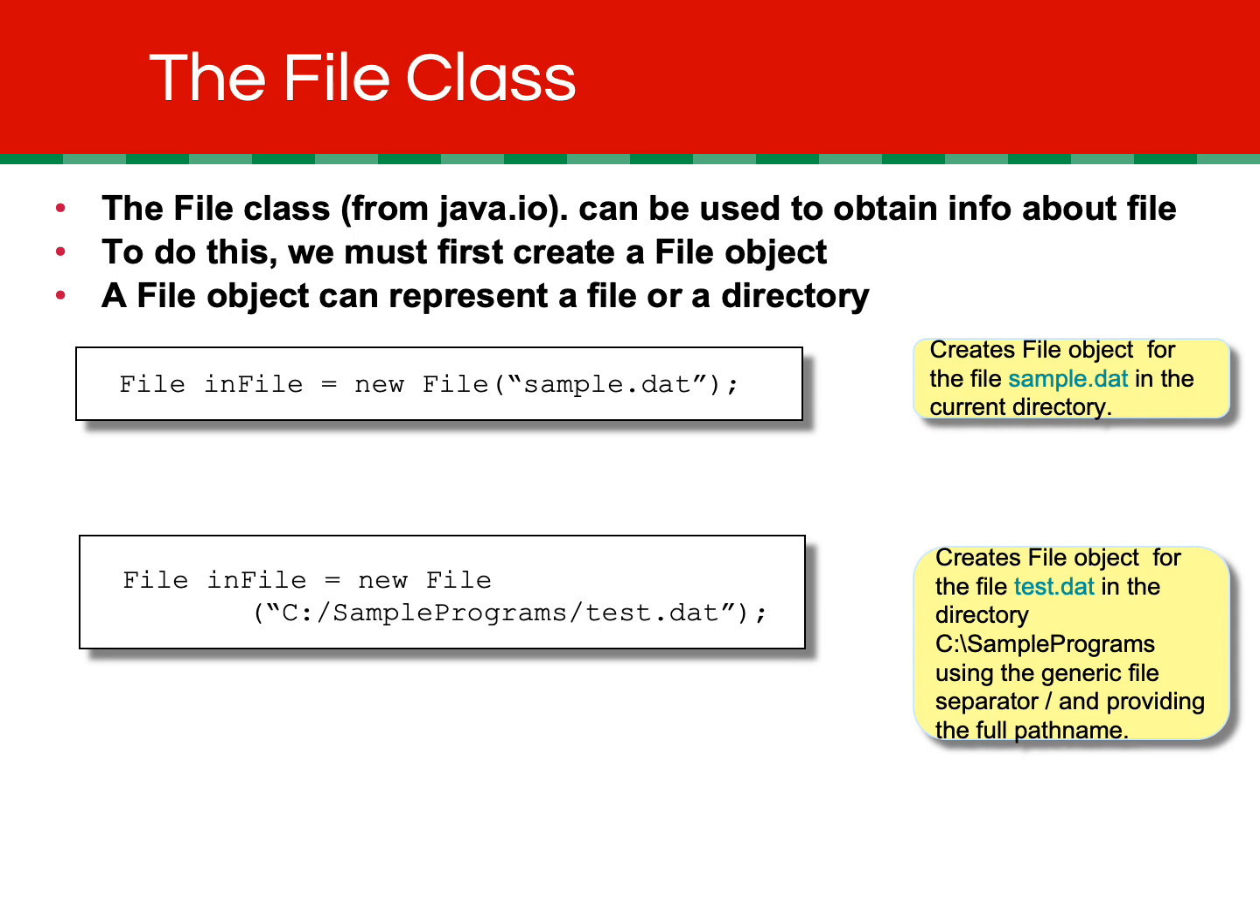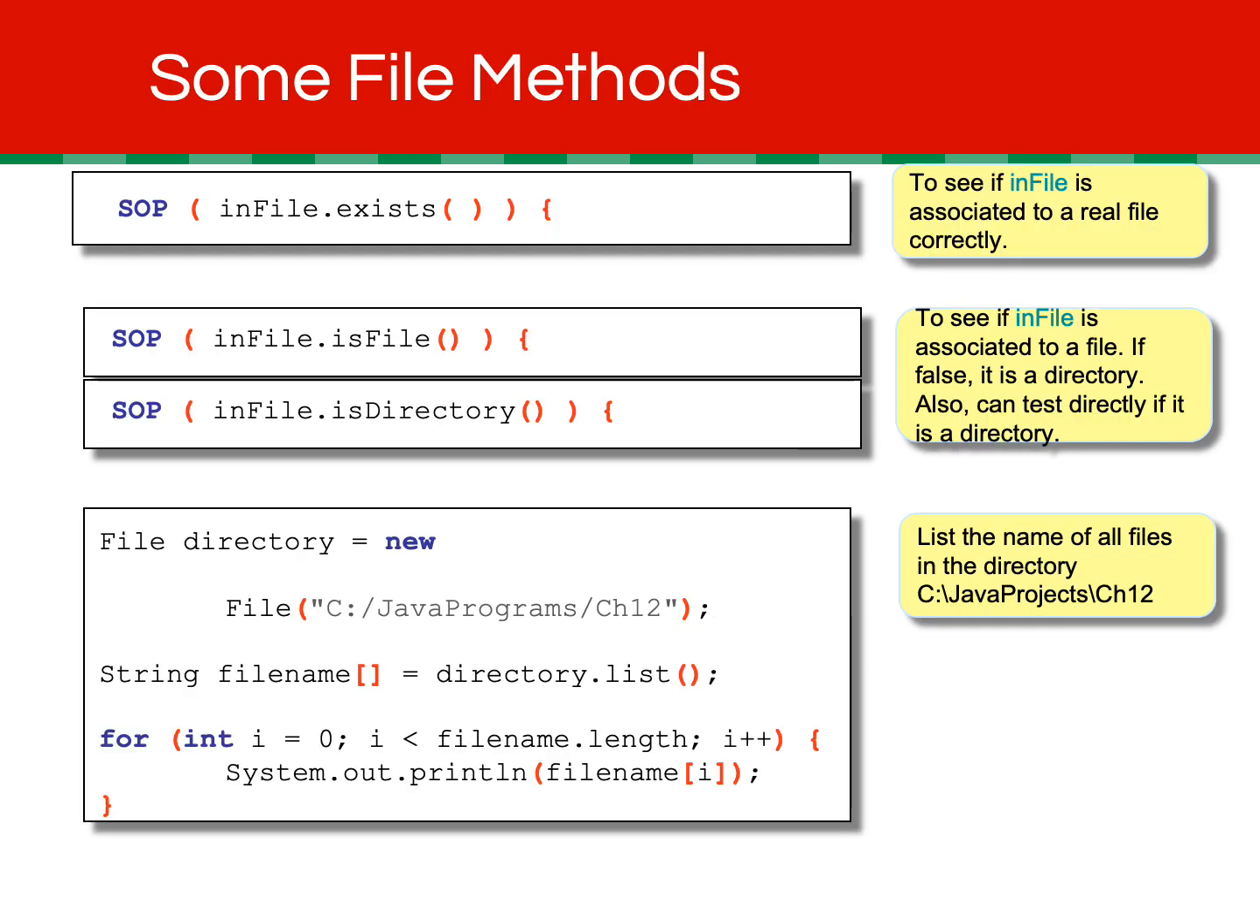Similarly, you can create a file object that is called inFile in the directory. For example, here in the C directory, you call sample programs and the file name is test.dat. Remember that to use the File class, you have to write the import statement. So you should write import java.io.File. There are many methods that are available in File. You can check the Java API for the whole list.